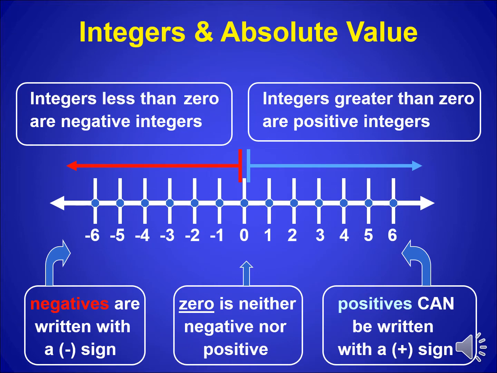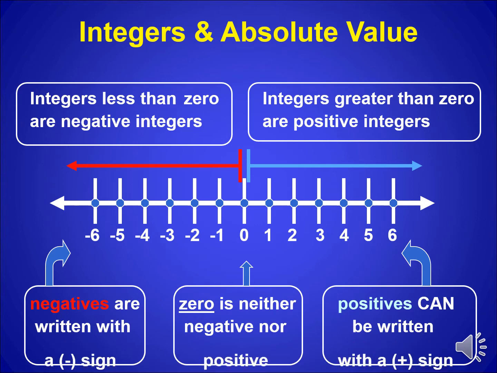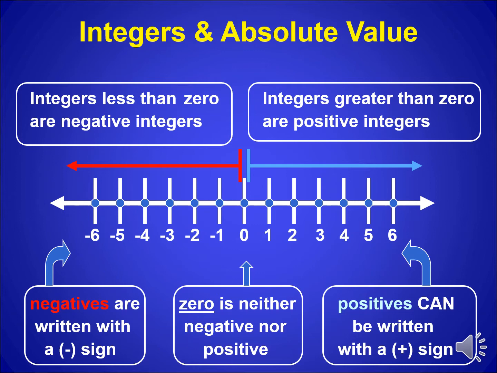So again, negative integers are less than 0, and they are on the left of the 0 on a number line. The integers greater than 0 are positive integers, and they are on the right of the 0. The 0 is non-positive and non-negative. The positive can be written with a plus sign or without a sign, and the negative are written with a minus sign or negative sign. Okay.